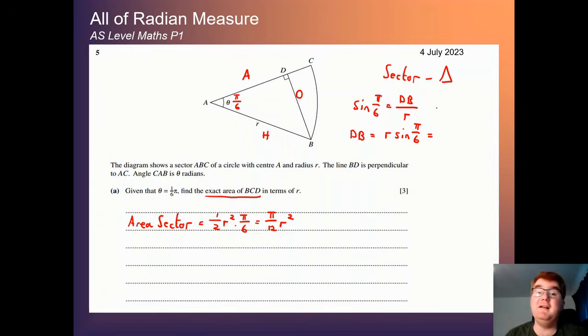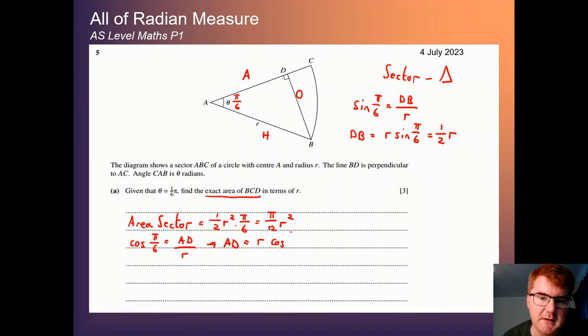Now hopefully you know the exact value, but again you could always check this on the calculator as well. So this is going to be a half r. So pi over 6 is the same as 30 degrees. Sine 30 is equal to a half, and we can do a very similar process here. So let me write this down here. So cos pi over 6 is equal to AD over R. So similar kind of calculation here. AD is equal to R cos pi over 6. Again, you should know these exact values. This is why, again, IGCSE is useful.